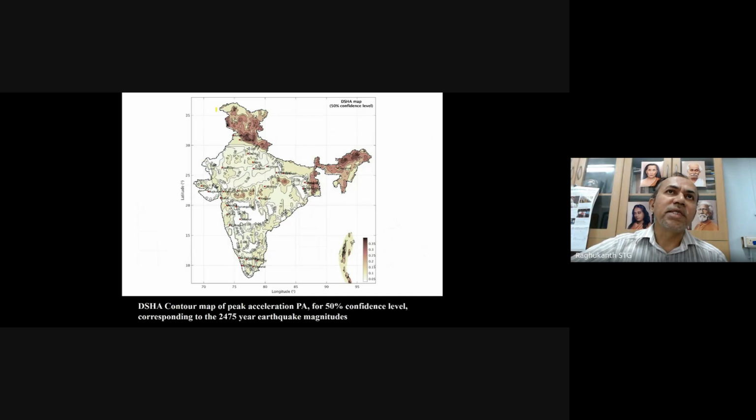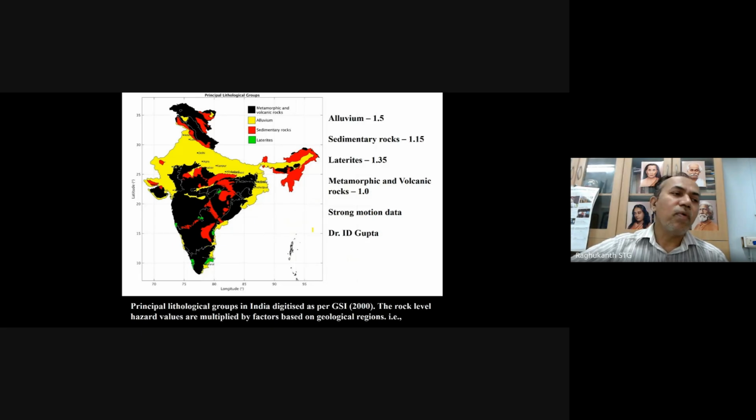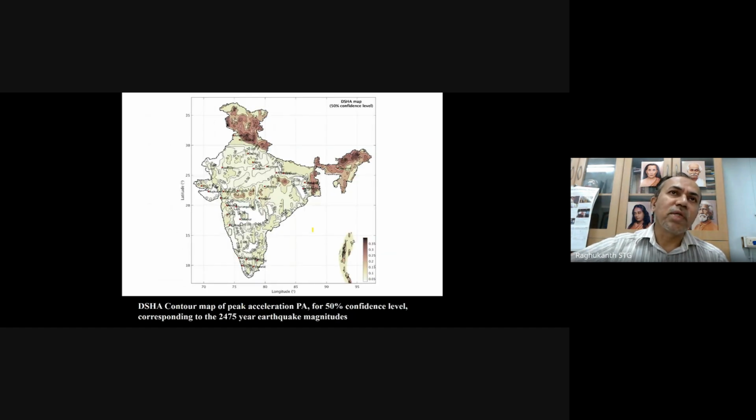So once again, the DSHA map also has been computed from this for all the grid points. That is at 50% confidence level I am showing, and of course this corresponds to 2475 because the magnitudes have been scaled such that they correspond to 2475 return period itself. And now, from DSHA also we have contours, from PSHA also we have contours. The main thing is all these contours are valid at B-type site actually, that is our BC type site we call. That value is valid for 760 meter per second, which corresponds to soft rock kind of thing.